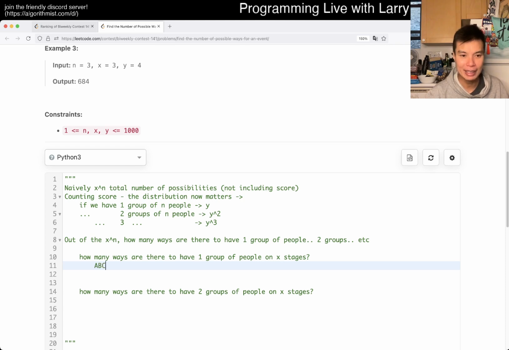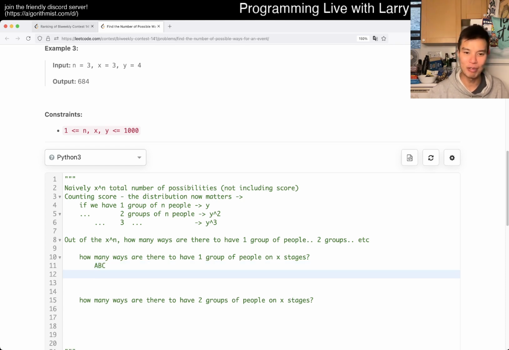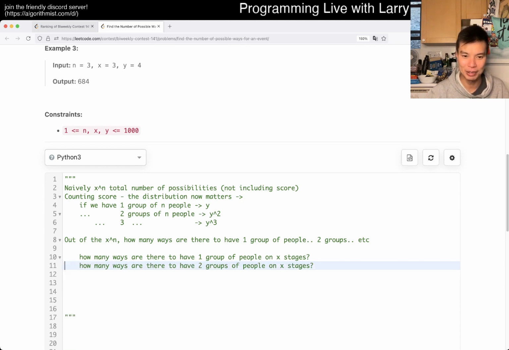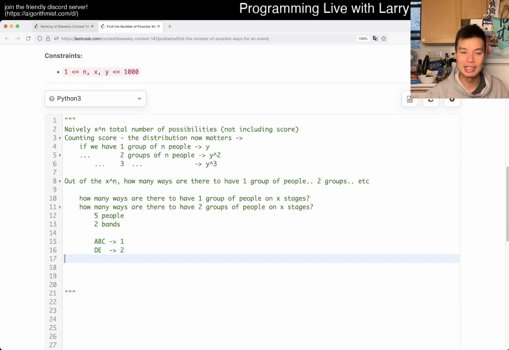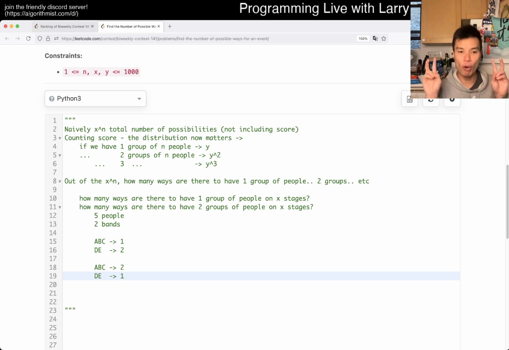okay, let's say we have band ABC. Well, this is not one group. Let's do it under 2 groups. Let's say we have 2 bands and 5 people. You have ABC in one group, D and E in the other, and this goes on stage 1 and this goes on stage 2. I know we're using one index, so this counts differently than this case, right? And this is where order matters.